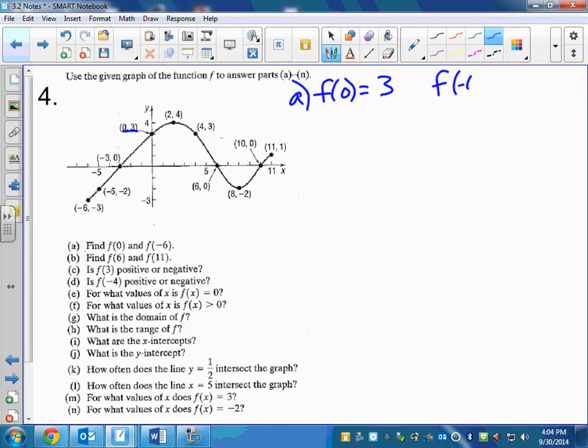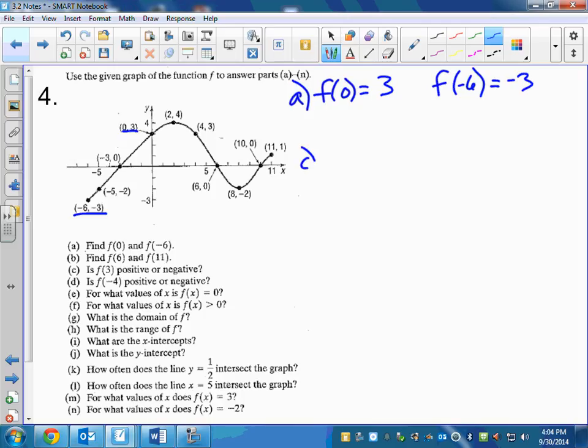Find f of negative 6. So that means when x is negative 6, what's the y value? So go over here where x is negative 6, and the y value is negative 3. So I feel like you could do part B now, find f of 6 and f of 11, right? It's just making you go through there and find those values. So we're just going to kind of jump around on these.